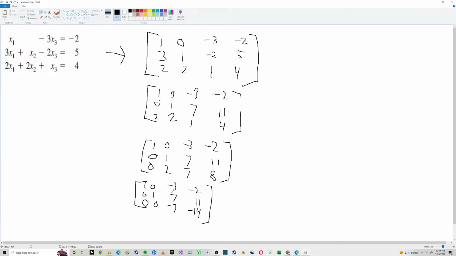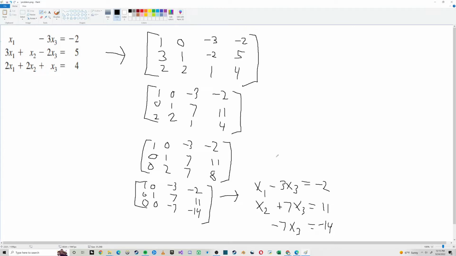So now we can just transfer this back to our linear equations in the same way we transferred our linear equations to an augmented matrix. This is just our coefficient of each variable, and then this row right here would be our constants. So x1 minus 3x3 equals -2. There's no x1, so we start with x2 here. x2 plus 7x3 equals 11, and then down here we only have x3, so 7x3 equals -14.